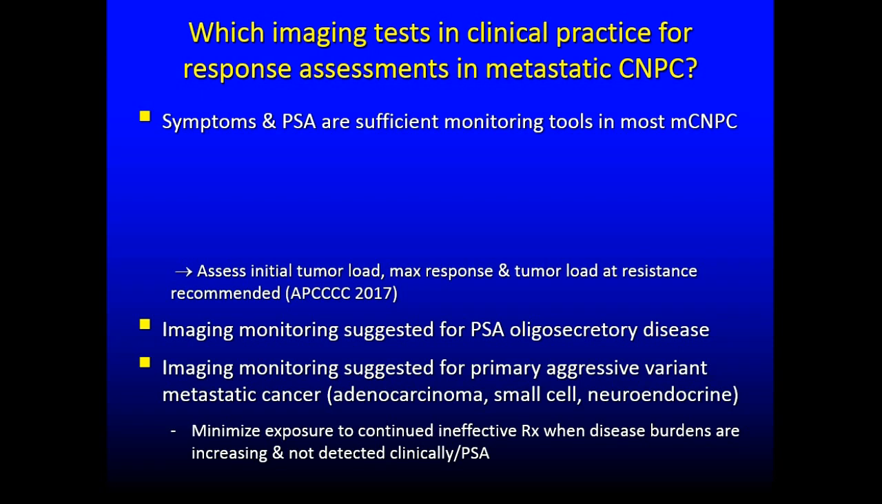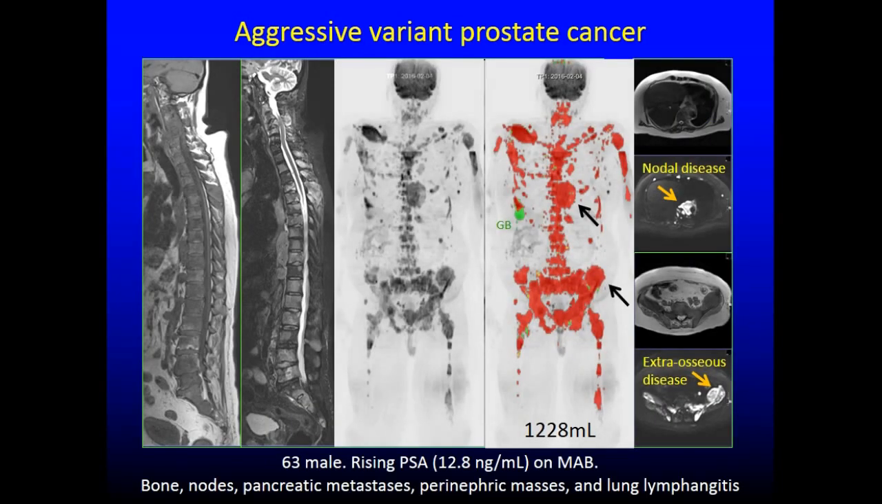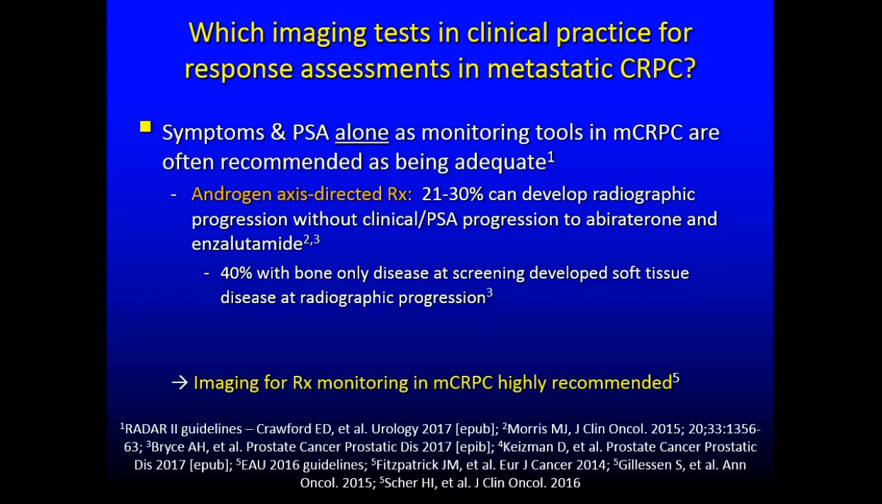Imaging is also suggested for primary aggressive variant metastatic disease. So here is a patient who could have aggressive variant prostate cancer. You can see that his PSA is not very high at 12.8, but he has 1.2 liters of tumor, and he's got pancreatic metastases, perinephric metastases, and lymphangitis. So this patient would be considered as having aggressive variant prostate cancer.